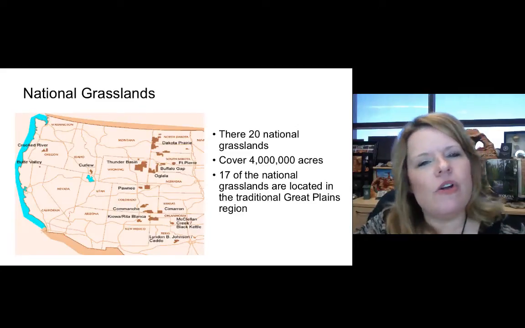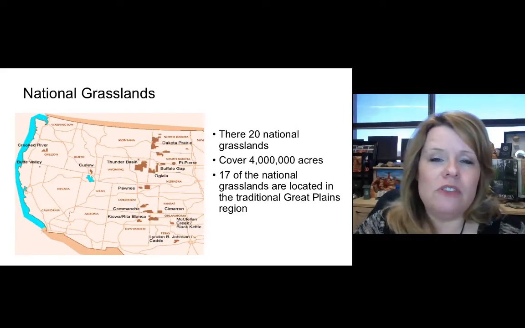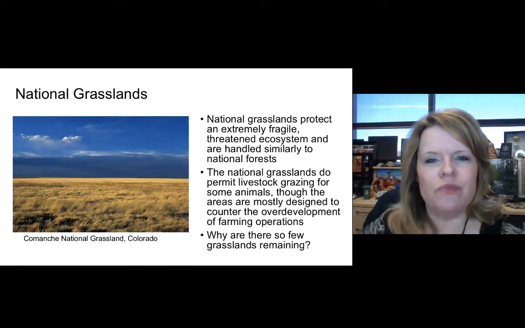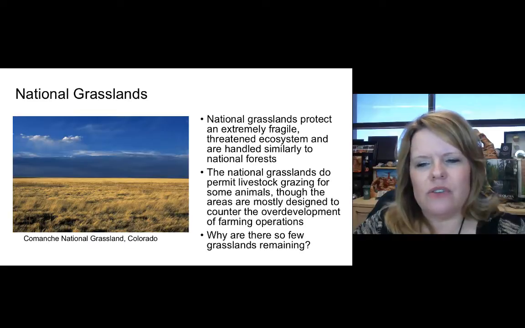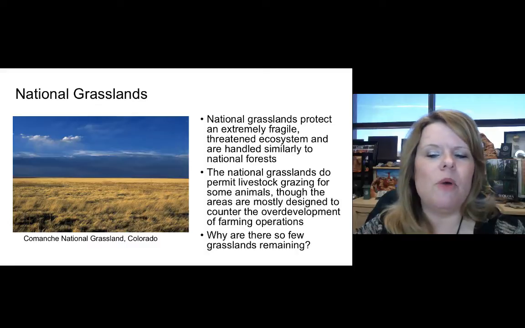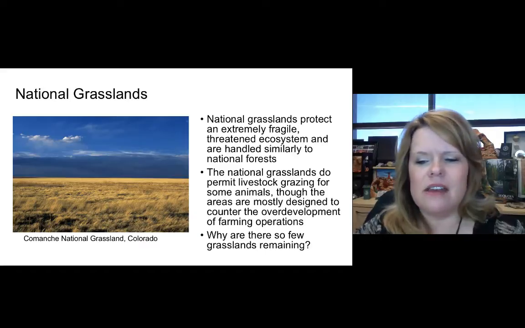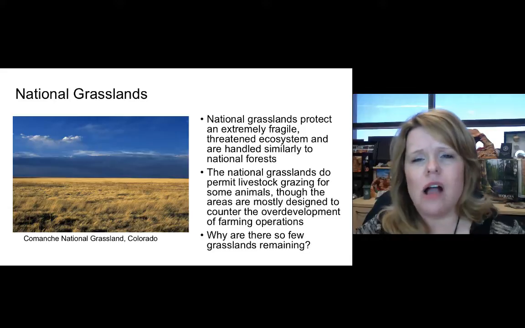I can think of prairie birds and various different prairie animals like prairie dogs, a number of other species that have dwindled as humans have populated this area or changed it into agricultural use. So it's not sustaining the population like it used to. National grasslands protect an extremely fragile and threatened ecosystem and are handled similarly to national forests. The national grasslands do permit livestock grazing for some animals, though most areas are designated and designed to counter the overdevelopment of farming and agricultural operations.